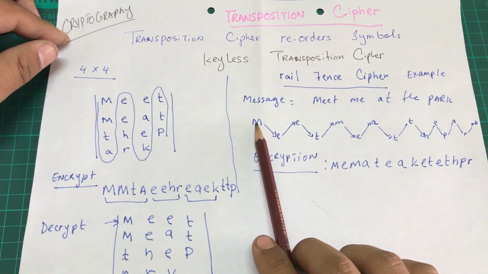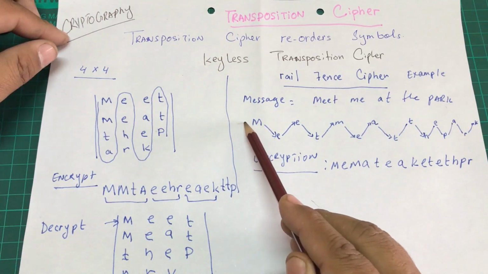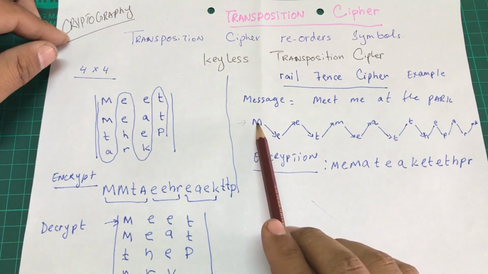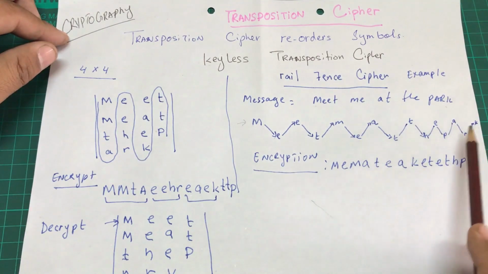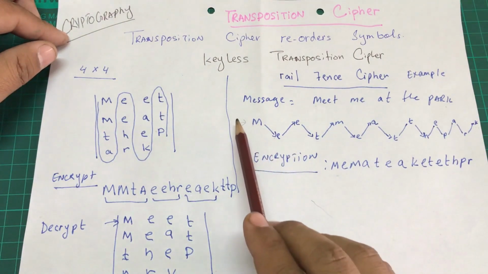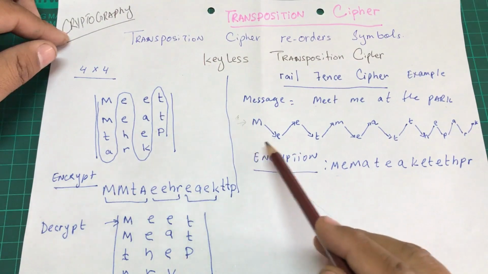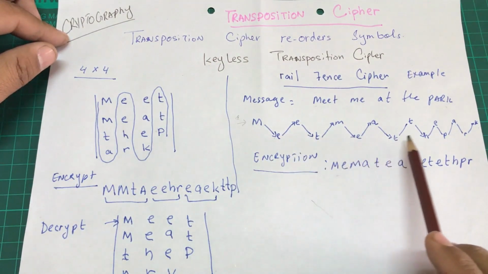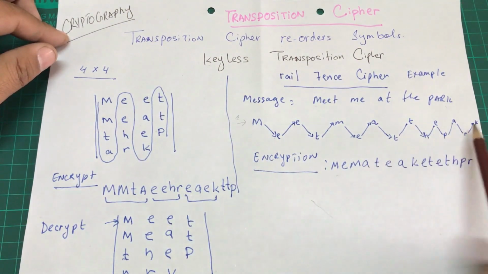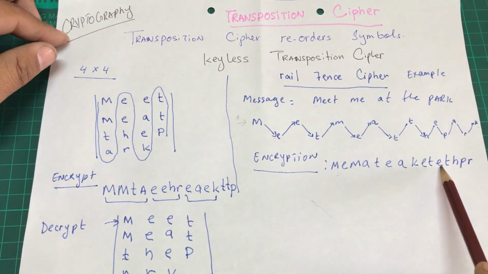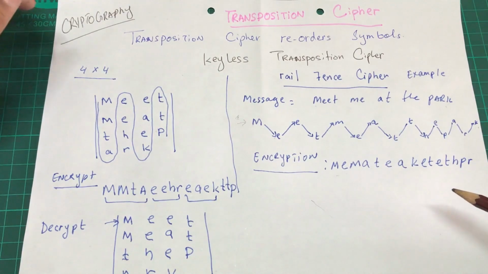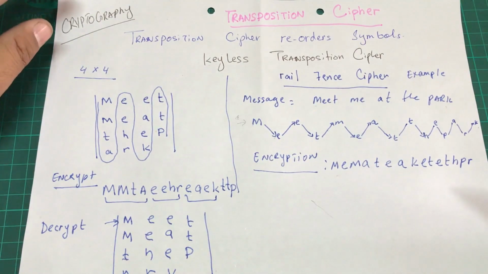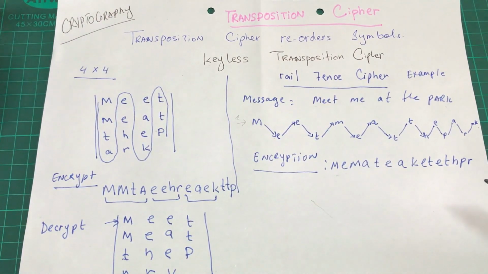The way we're going to encrypt this, we're going to read it off in terms of rows. So our encryption is going to be MEMATEAK. This is how you write it in terms of rows. This is going to be your first row, and the second row will follow after the completion of the first row. So after K, it will be ETETHPR. So this is how you're going to encrypt it. It's not as robust as compared to the key transposition cipher.